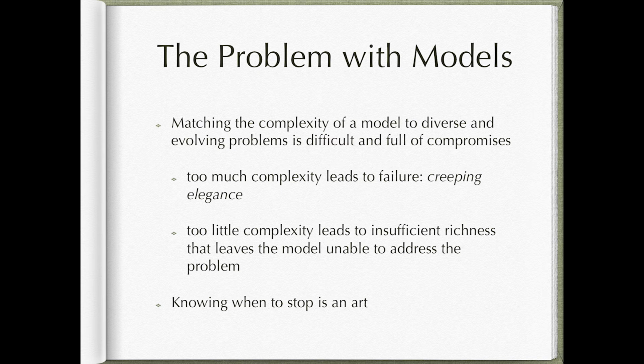So the difficulty then is to match the complexity of the model to the diverse and evolving problems, and especially with a general metadata set, which has lots of different problems. People are trying to solve different problems. So a single model underlying that turns out to be one of these problems of creeping elegance. Oh, well, we need to be able to do this. Oh, and there's that, and there's this other thing, and it keeps growing, and your model gets more complicated, and the more complicated it gets, the less useful it gets.